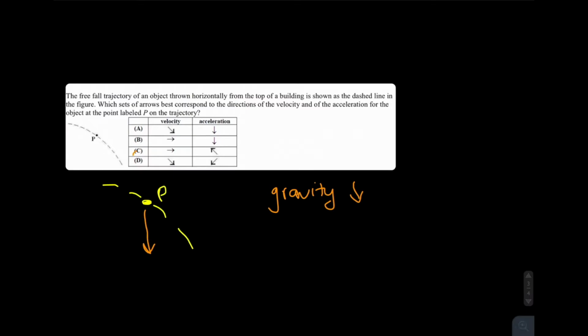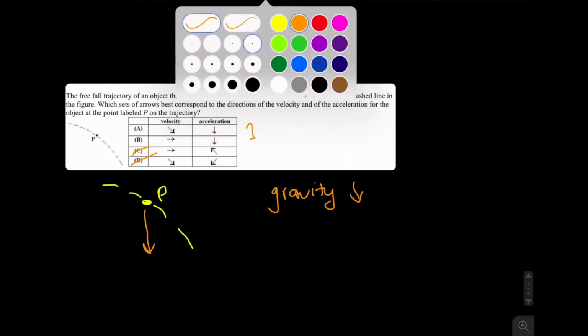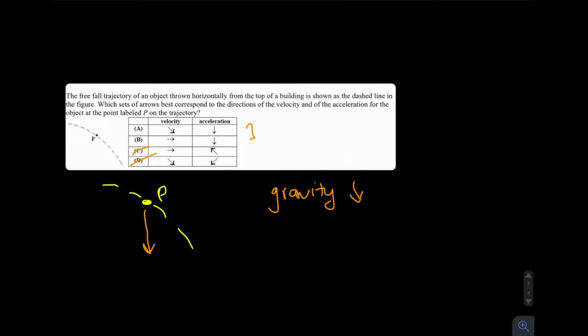Now we can eliminate C and D because neither of them has acceleration going down. So it's between A and B here. Make sure that you always cross out answers that you know are automatically wrong, because you don't want to mistakenly select C or something because you got confused at the end. Now let's think about this. Now we want to talk about velocity. Okay, so let's think about velocity.